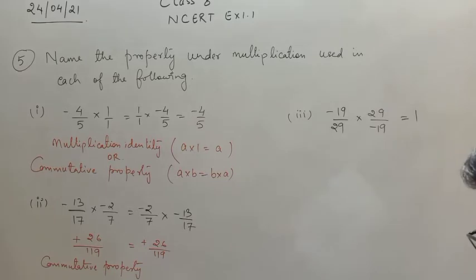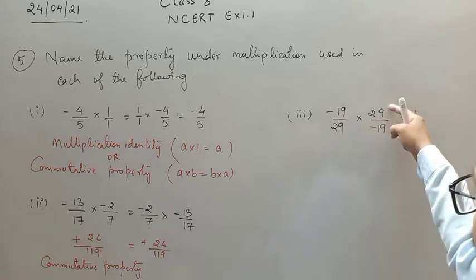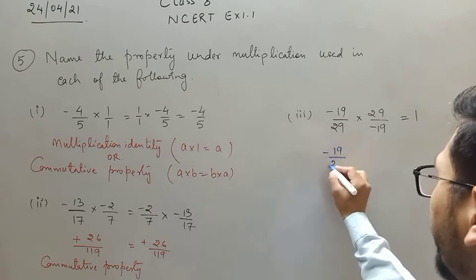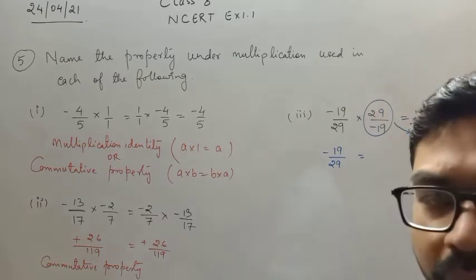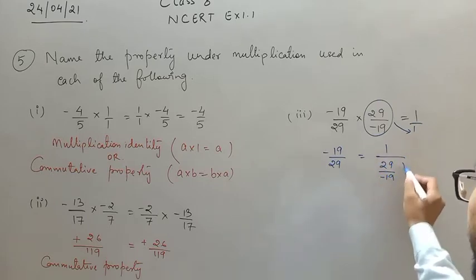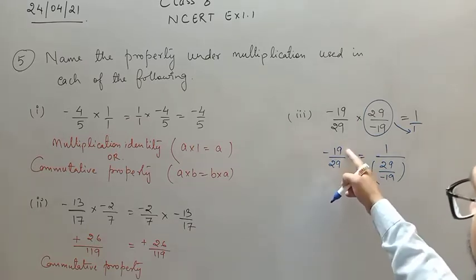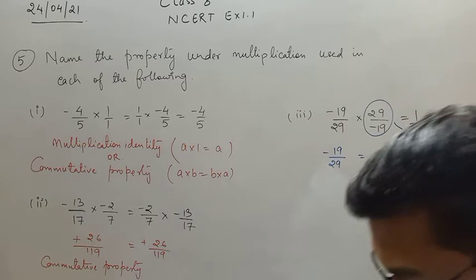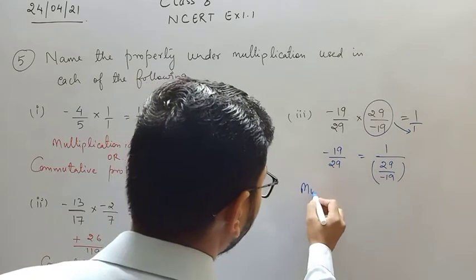Then the last example is minus 19 upon 29, multiplication of 29 upon minus 19. This can also be written like this, minus 19 upon 29 is equals to, I can take this whole value in the denominator, right? Or I cross multiply this value, what I'll get, 1 upon 29 upon minus 19, right? Any doubt in this? So this is minus 19 upon 29 and this can be written as like this. So this is the multiplicative inverse, right?